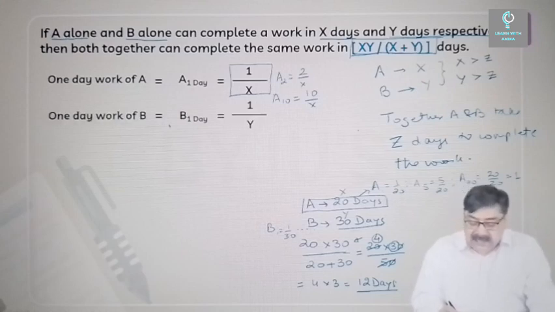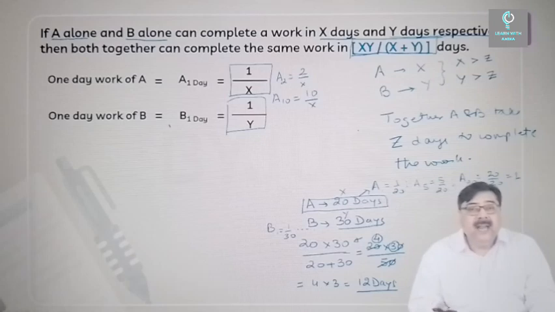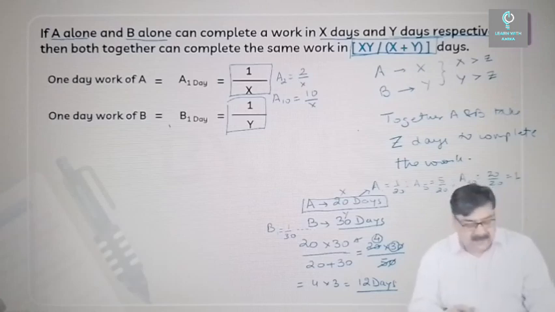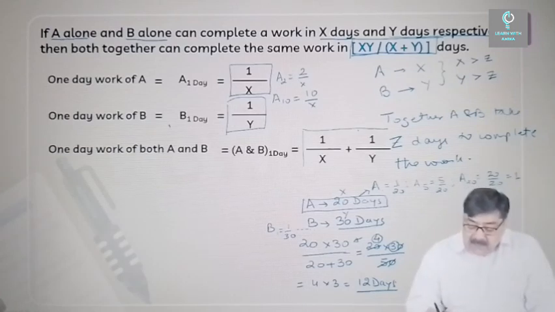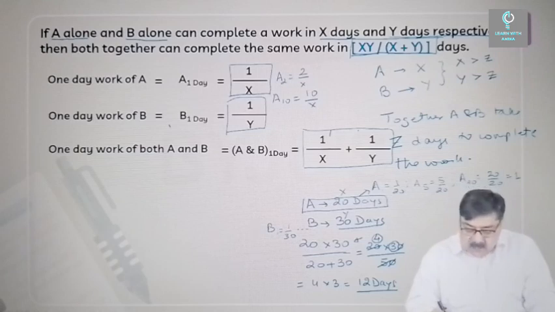As we can see here, if B can complete a work in Y days, then the 1 day work of B, or the amount of work completed by B in 1 day, will be 1 by Y. 2 days, 2 by Y. So it is the number of days divided by the number of days in which B can complete the work working alone, that is Y days. Now if A and B both have to complete this work together, obviously it is going to be 1 by X plus 1 by Y, that is A's 1 day work plus B's 1 day work.